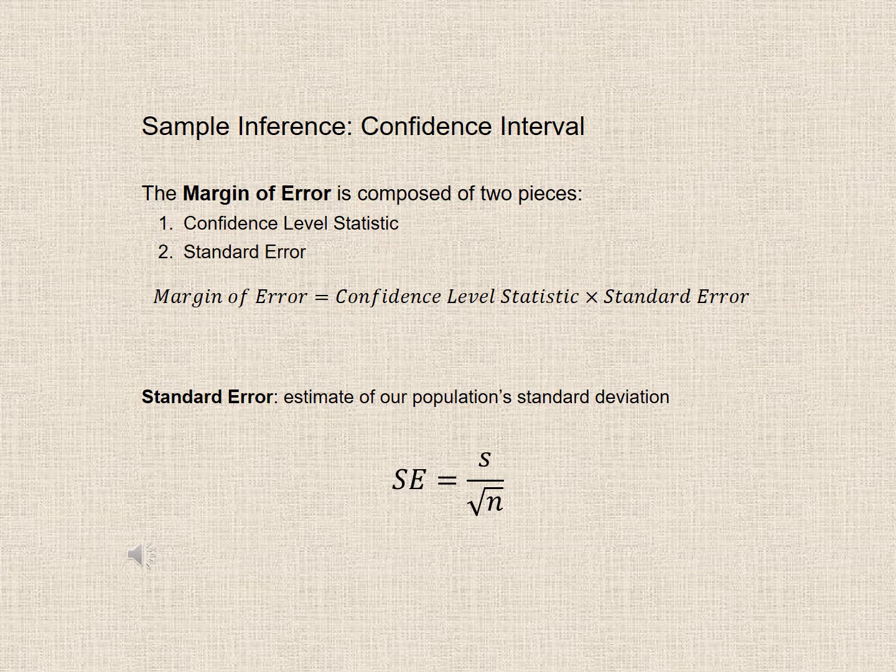The margin of error requires a little more dissecting as it is composed of two pieces, the confidence level statistic and the standard error, where we multiply these together to equal the margin of error. Remember that the standard error is an estimate of the population standard deviation that equals the sample standard deviation divided by the square root of our sample size.